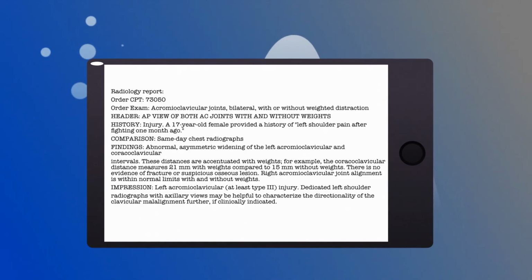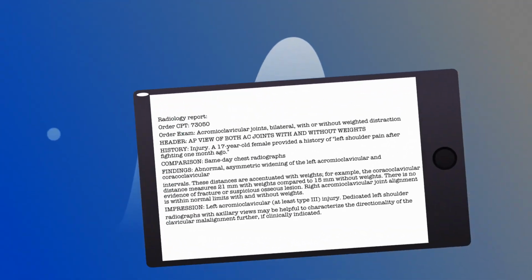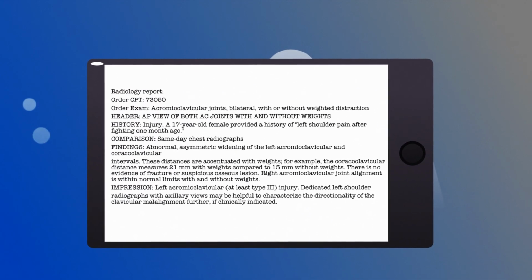Coracoclavicular distance is 15 millimeters without weights and 21 millimeters with weights. No fracture or suspicious bony lesions identified. The right AC joint is within normal limits with and without weights. Impression: findings are consistent with a type 3 AC joint separation on the left. Further left shoulder views, such as an axillary view, may help define the extent of clavicular malalignment.